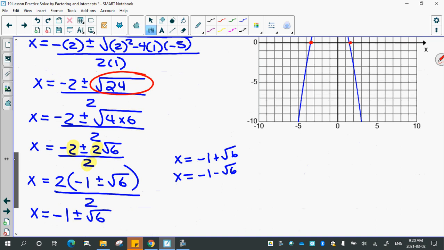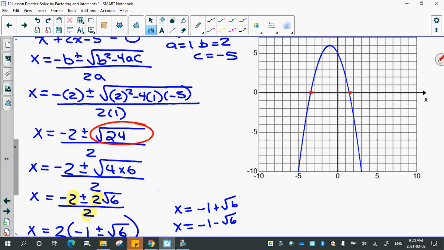So, if you're not sure, like this one's going to be positive and this one's going to be negative, and I can see that this is to the negative side, so I know this one's going to be -1 minus root 6. But if I wasn't sure, I could find decimal approximations, right? I could do -1 plus the square root of 6 equals, and it gives me 1.449. Okay, so I know that's going to be that one. Then -1 minus root 6 gives me approximately -3.449, which looks like that one.